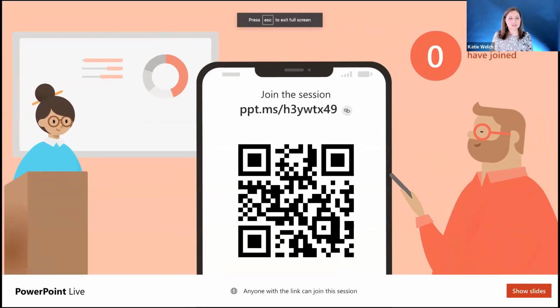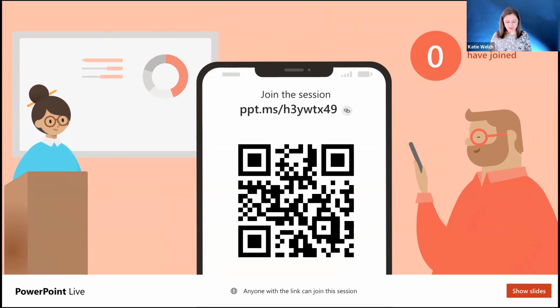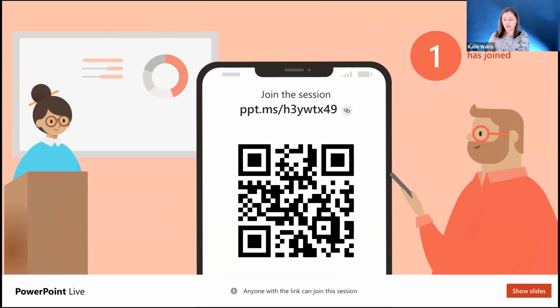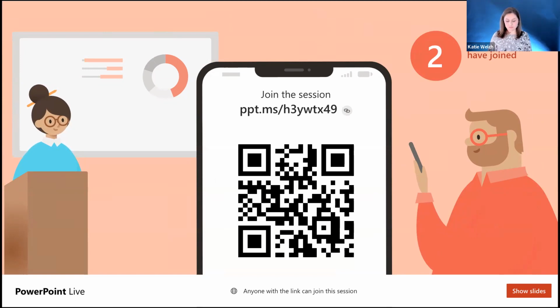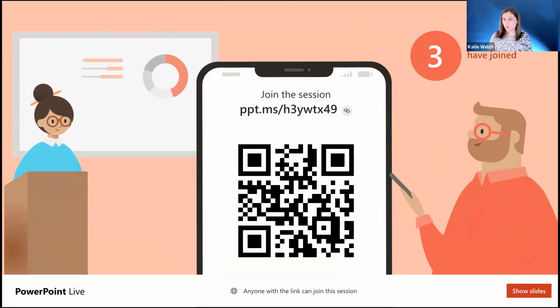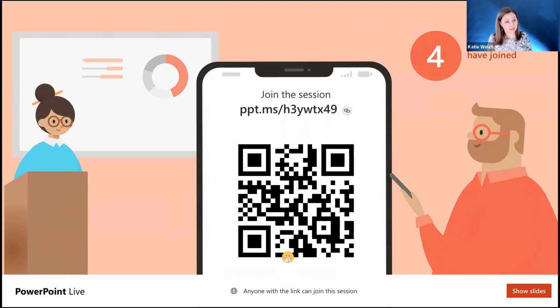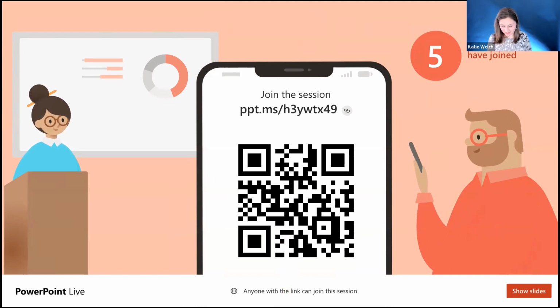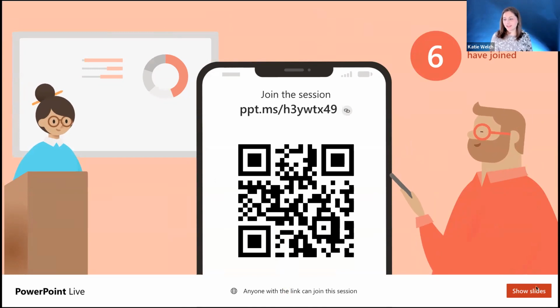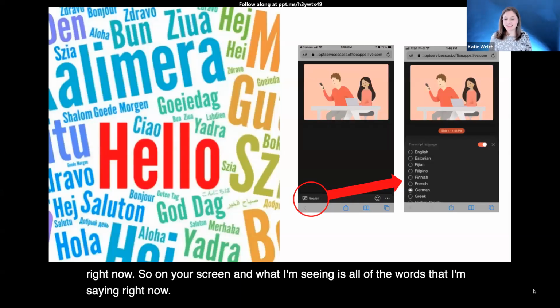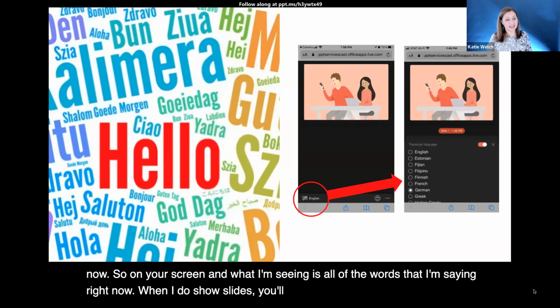And so if you'd like to try this out so you can see what it's like, you can open up your camera on your phone. I'm going to do mine and click on that link. And what you should see is the live captioning of what I'm saying in English right now, on your screen, and what I'm seeing is all of the words that I'm saying right now. When I do show slides, you'll see that the transcription is in English down underneath my slide.